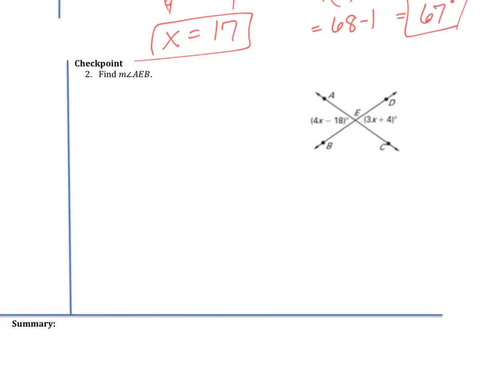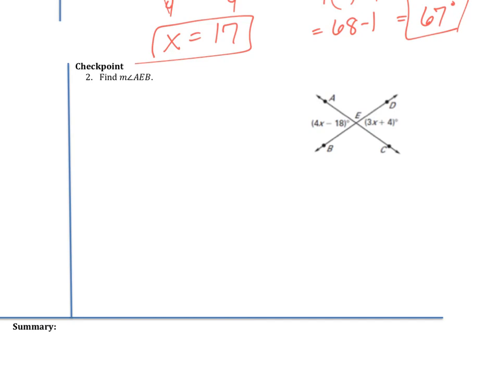Checkpoint 2 is our last one. Find angle AEB. We want to find this angle. In order to find that angle, we have to find out what x is. So what do you notice about these two angles? What kind of angles are they? You should notice that those are vertical angles, and vertical angles have to be equal to each other. So 4x minus 18 is equal to 3x plus 4.